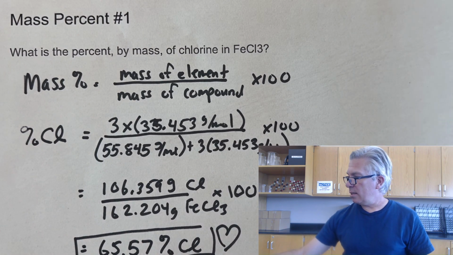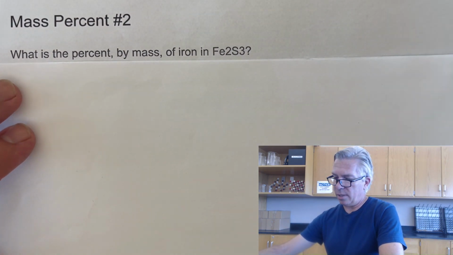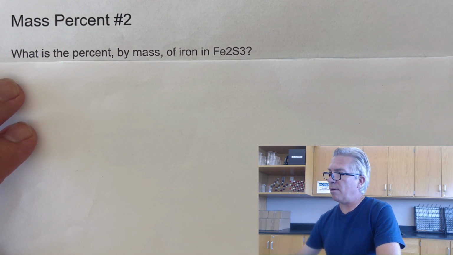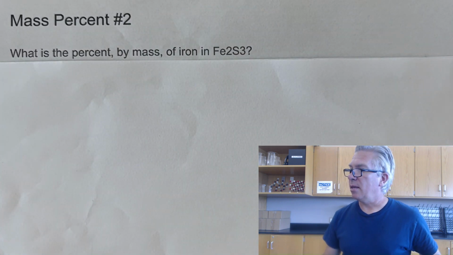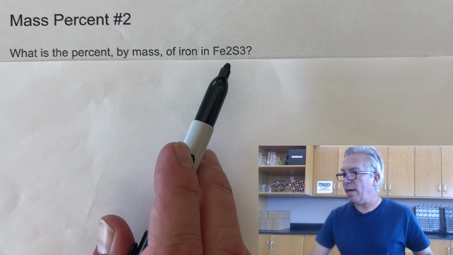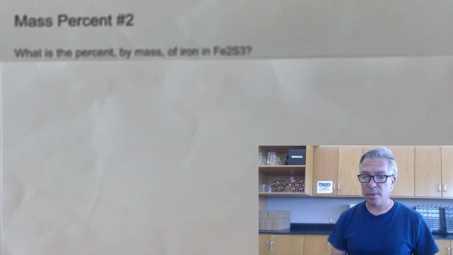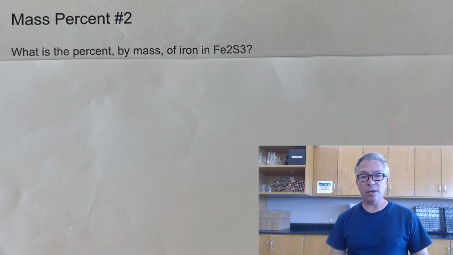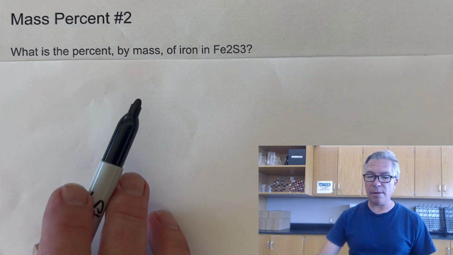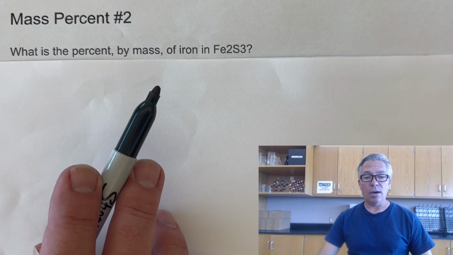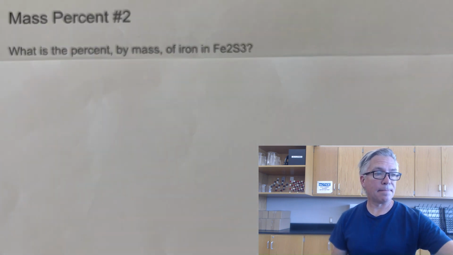So it is your turn. We will get another example here. And this one has the question, what is the percent by mass of iron this time in the compound Fe2S3, or iron 3 sulfide? So we have iron and sulfur in there. So take a moment, pause the video, and see if you can calculate the percent by mass of iron in this compound, and I'll give you a couple seconds.